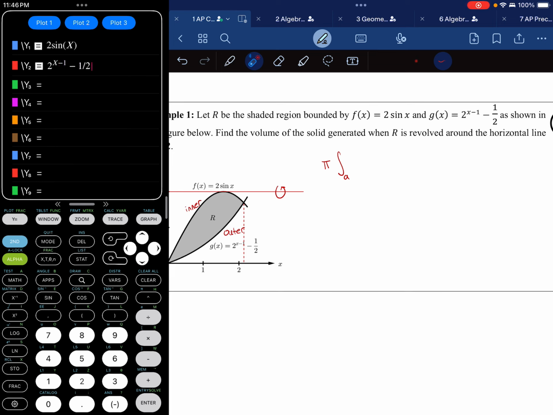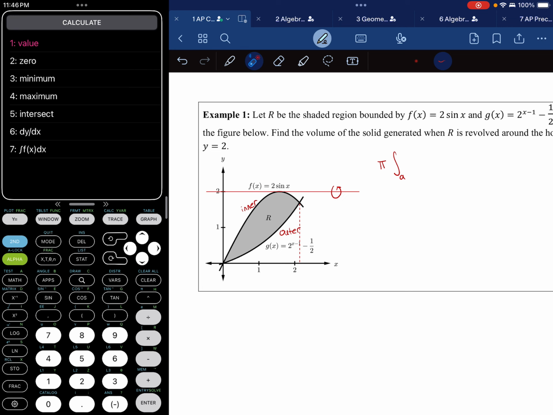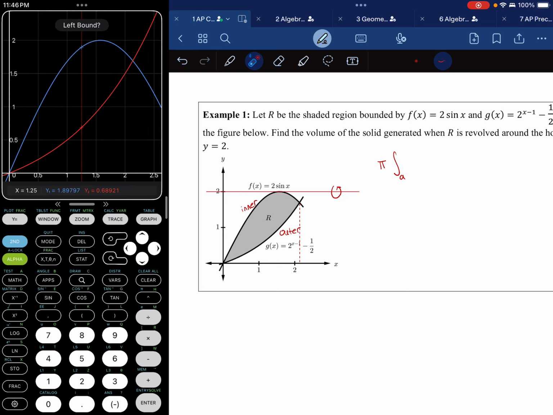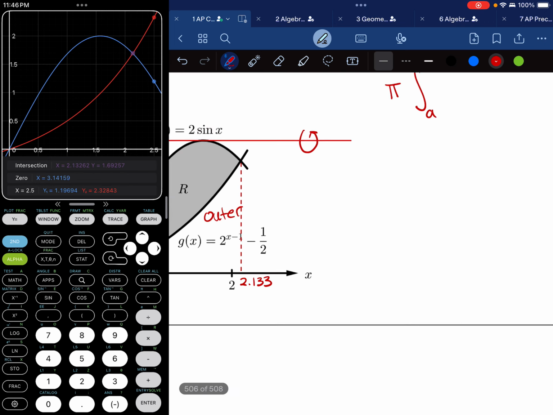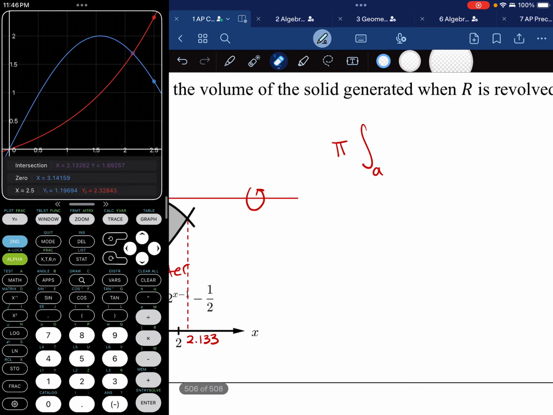And there it is. So to find the intersection, I'm going to hit second trace to do a calculation of an intersection. So I do option 5, and just follow your prompts. I think my prompts are different. So I'm going to hit 2. My right bound is 2.5. And I found my intersection just like the last video. Same answer. I get 2.133.